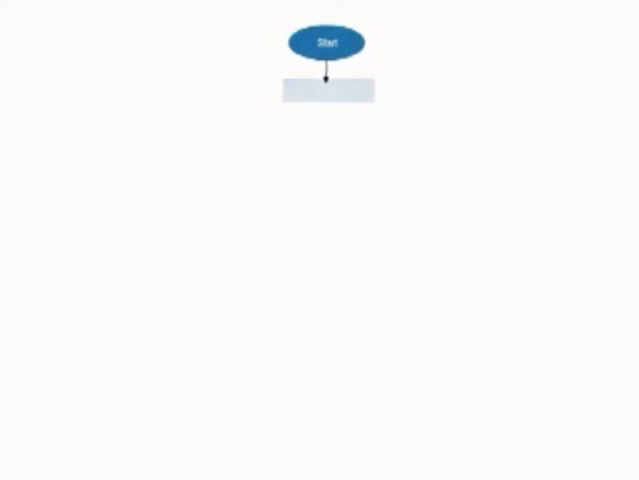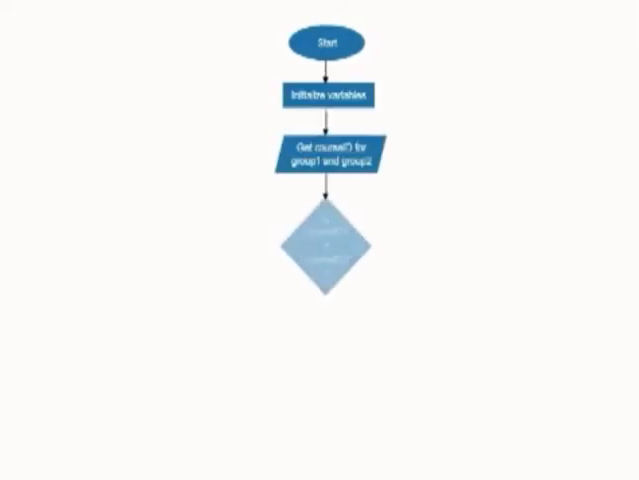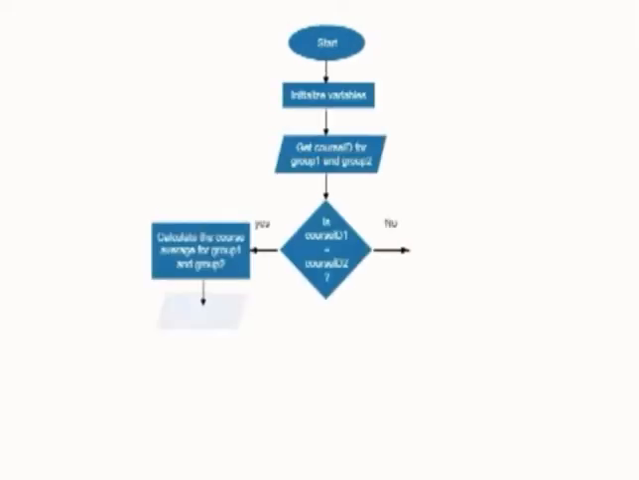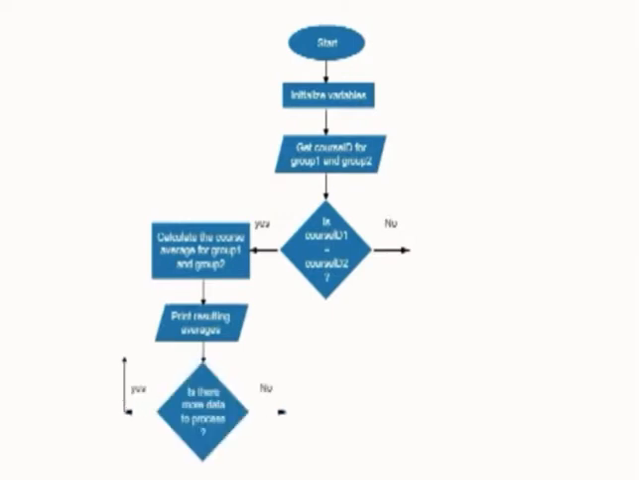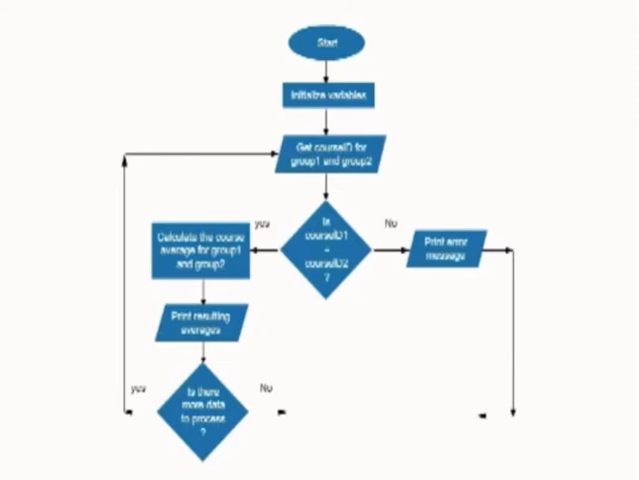Here is a flowchart giving a diagrammatic representation of the steps just discussed in the algorithm. The arrows in the flowchart depict the sequence or order in which the tasks are to be performed in the program.